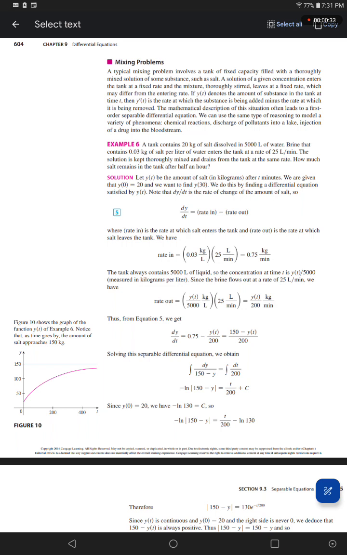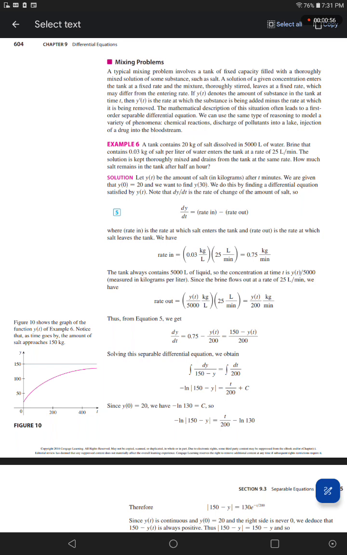If Y of t denotes the amount of substance in the tank at time t, then Y prime of t is the rate at which the substance is being added minus the rate at which it is being removed.